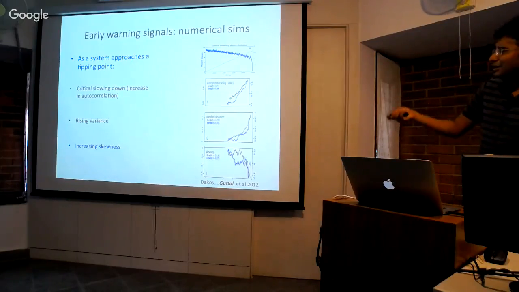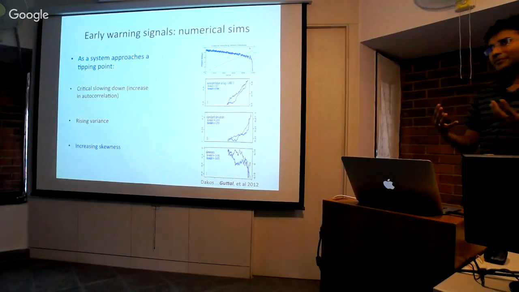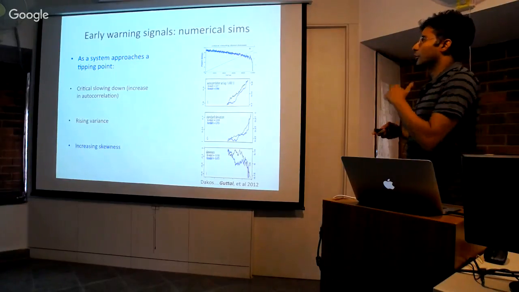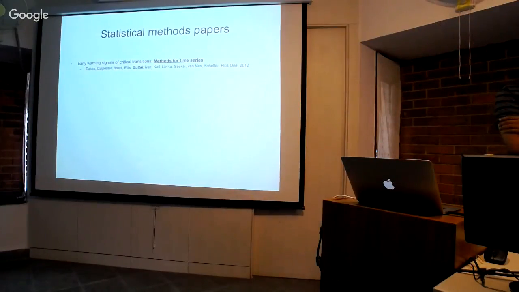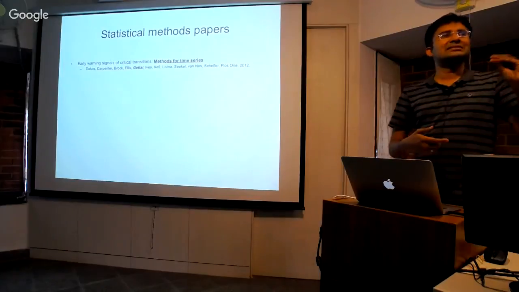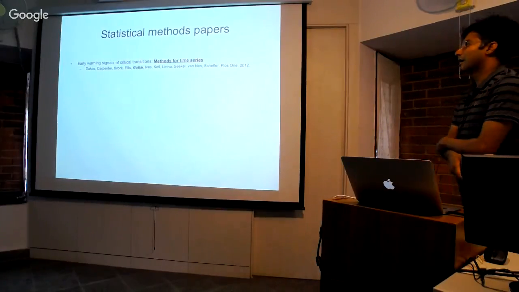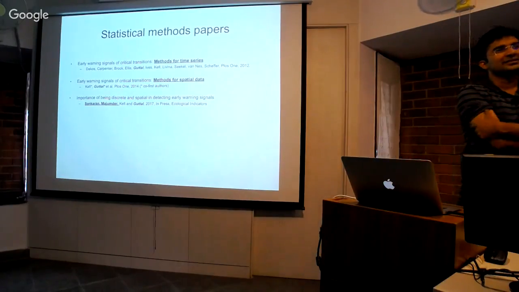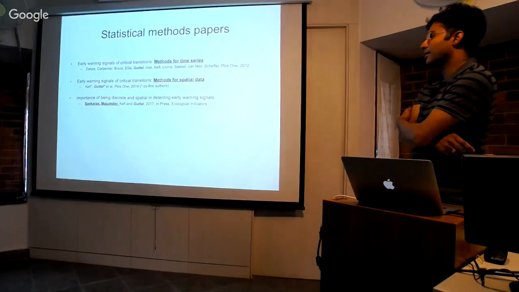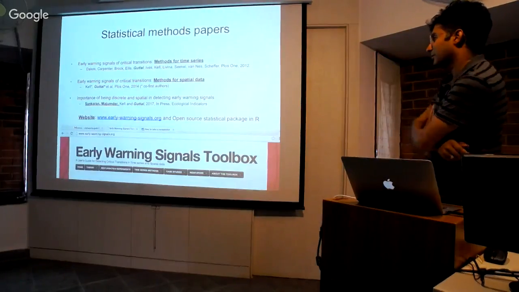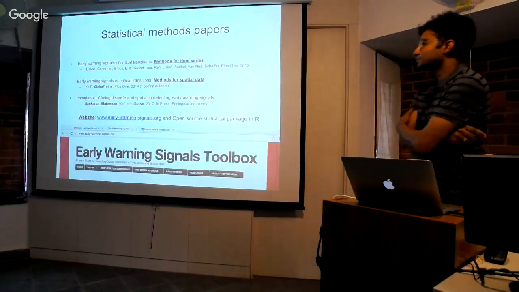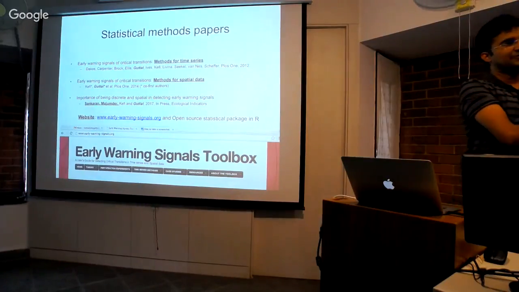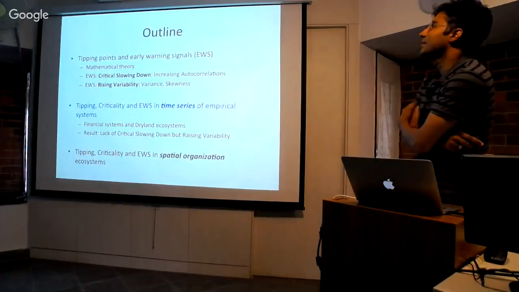Now, calculating this in real data sets is sometimes very tricky. We have to make sure, because real data has many sources of drivers. So we also wrote a statistical methods paper that tells you various statistical issues one has to keep in mind. We also have an R package that helps you calculate these quantities, and it's freely downloadable from CRAN as well as this website. I won't go into details of the statistical aspects of this. I want to focus more on the conceptual parts.